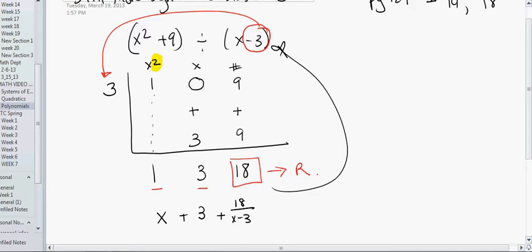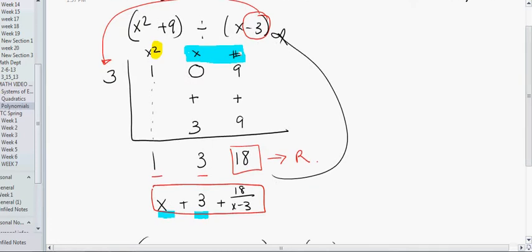So what's happening here is that my answers will always have these 2 columns in them, the x term and the plain number term. It's 1 less than where I started. Originally I had an x squared, but I've divided out one of those x's. So there's my answer. X plus 3 plus 18 divided by x plus 3. Let's do another one.